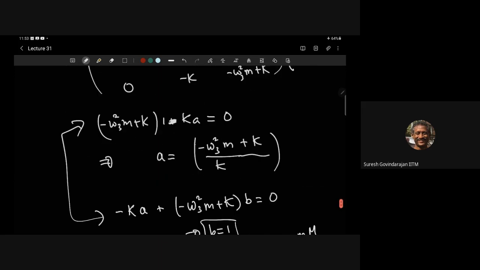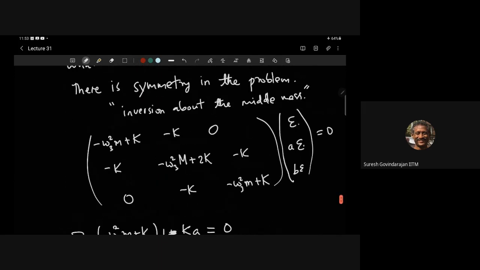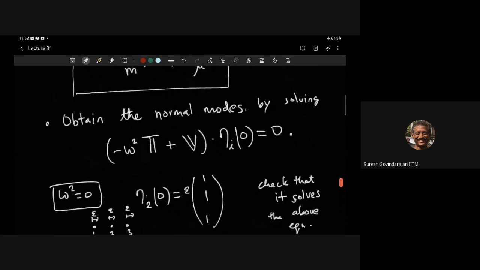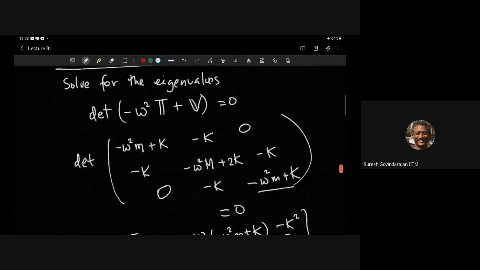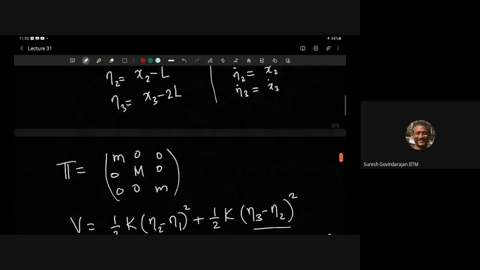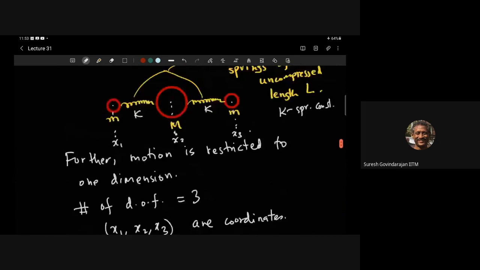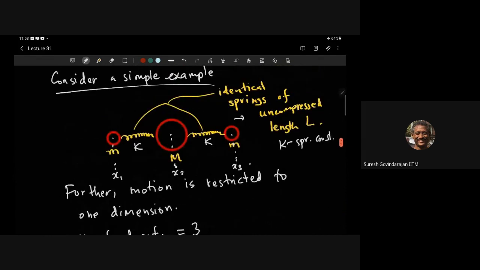So again, this is to be expected, in the sense that, where is that picture? Here. If both are moving in the same direction, this guy, to counter that, will move in the opposite direction. That's what that minus sign is telling you.